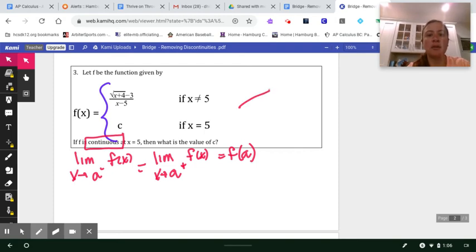Okay, so I have to come in from the left, I have to come in from the right. That's my limit, and then this needs to be closed to make it continuous. Otherwise, it's a big gap. It's like falling in a hole. So continuous, all three things have to be true.